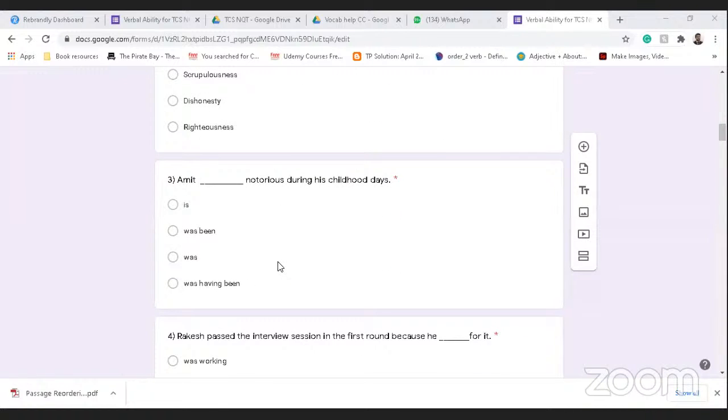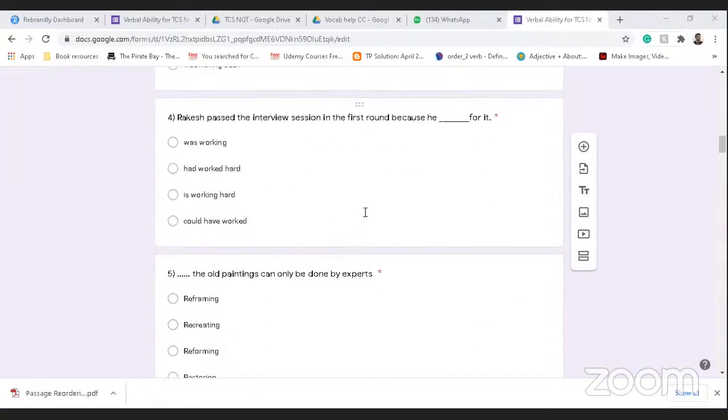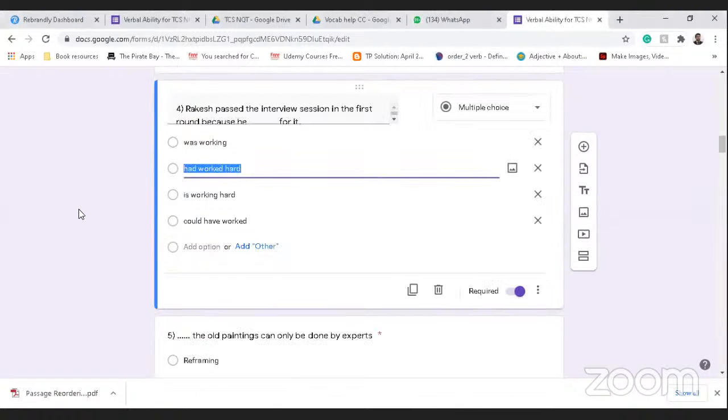Three. Amit dash notorious during his childhood days. This is past tense. Childhood days is regarding the past. So the best option will be Amit was notorious. Next: Rakesh passed the interview session in the first round because he dash for it. Past tense. He had worked hard. Correct, because he had worked hard for it. This should be the correct one.